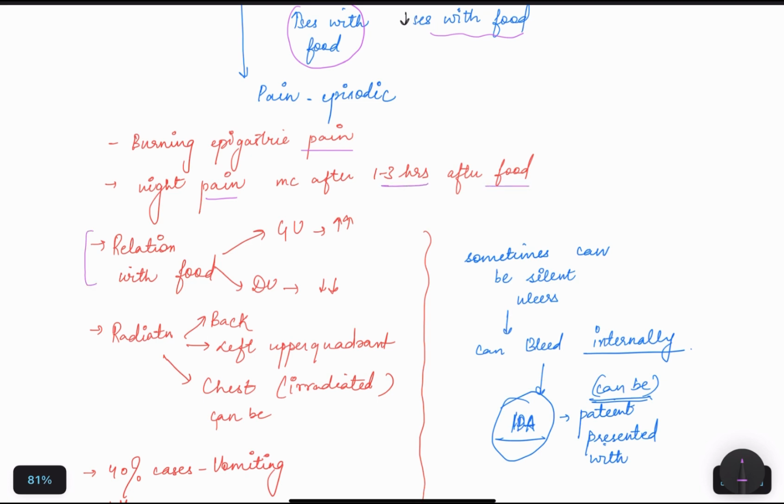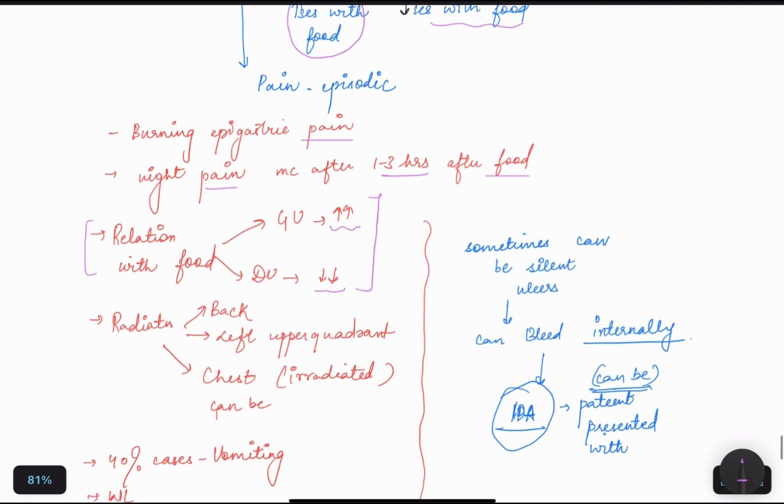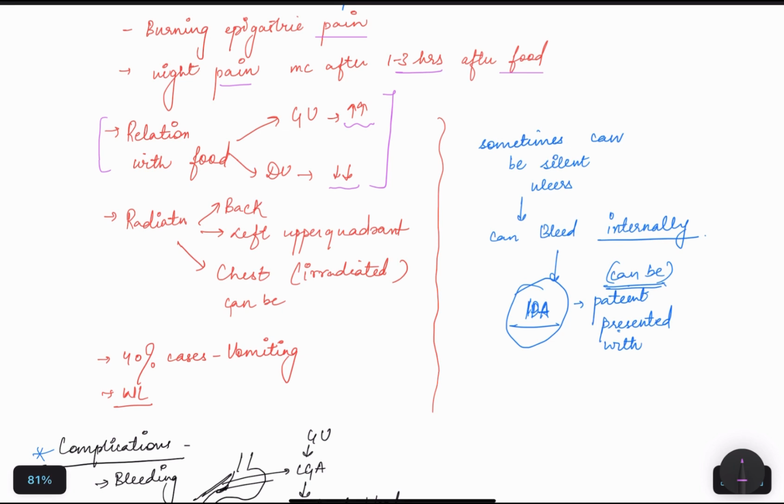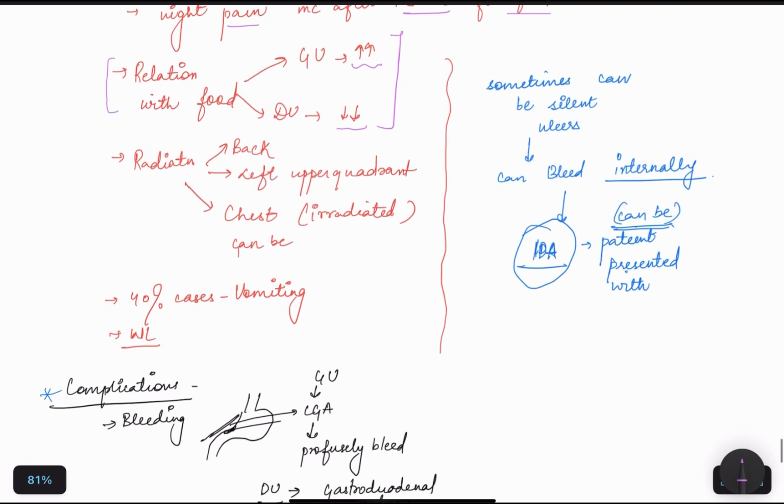We have studied that it will have a relation with food: it will increase in gastric ulcer and decrease in duodenal ulcer. If the pain increases with intake of food, it is a gastric ulcer, and if the pain decreases with intake of food, it is a duodenal ulcer. The pain can radiate to the back, the left upper quadrant, and into the chest. And in 40% of cases, the patient will present with vomiting and weight loss.